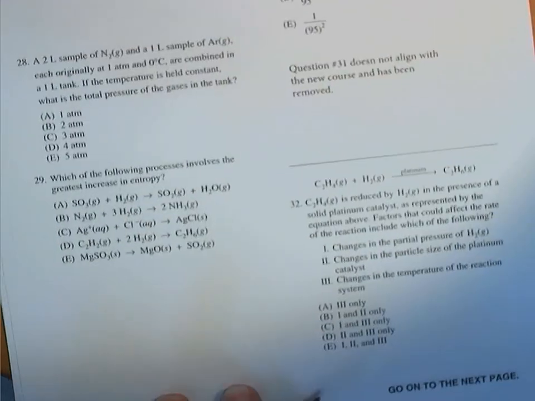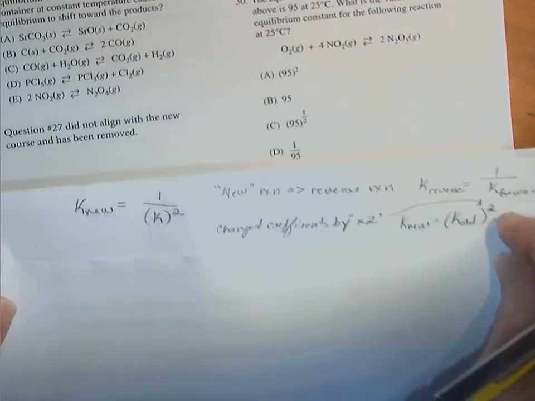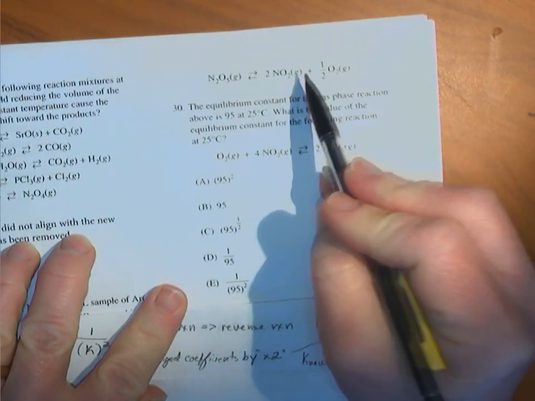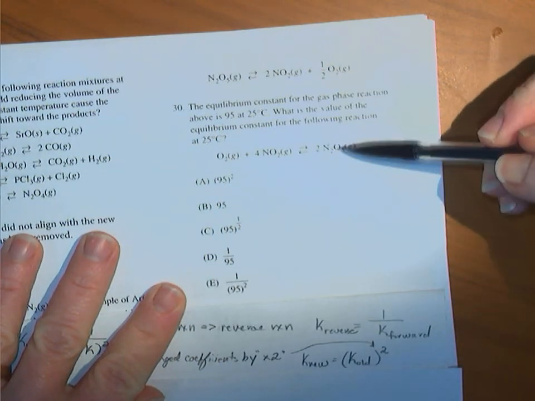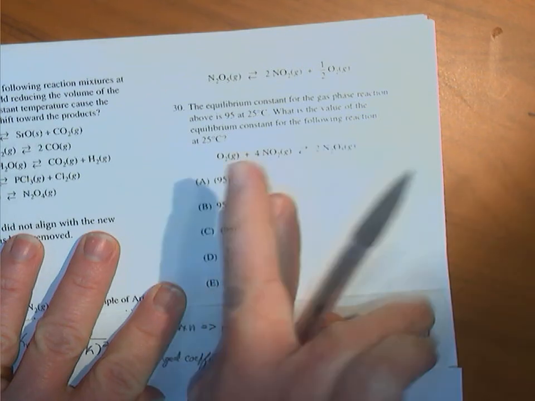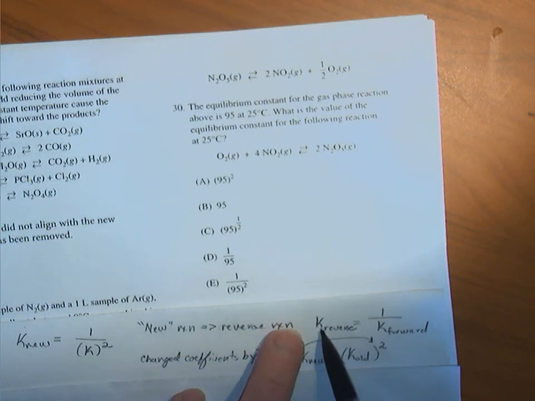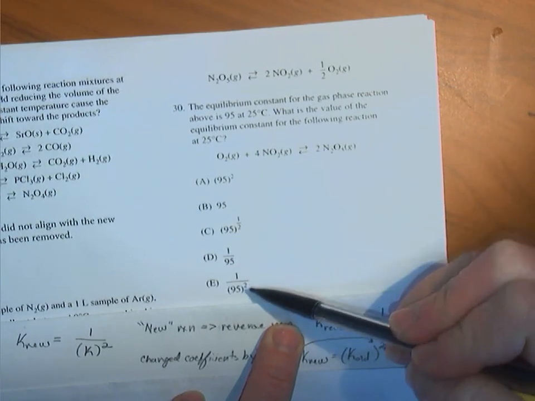Number 30. If we remember that we can find a new K value if we understand the reaction changes that we are making. They're giving us this reaction that has a capital K, or an equilibrium constant, of 95. If we observe, what we've done is we have reversed this reaction to get this. And the K of the reverse reaction is the inverse of the forward. So definitely we're going to be putting 95 in the denominator.